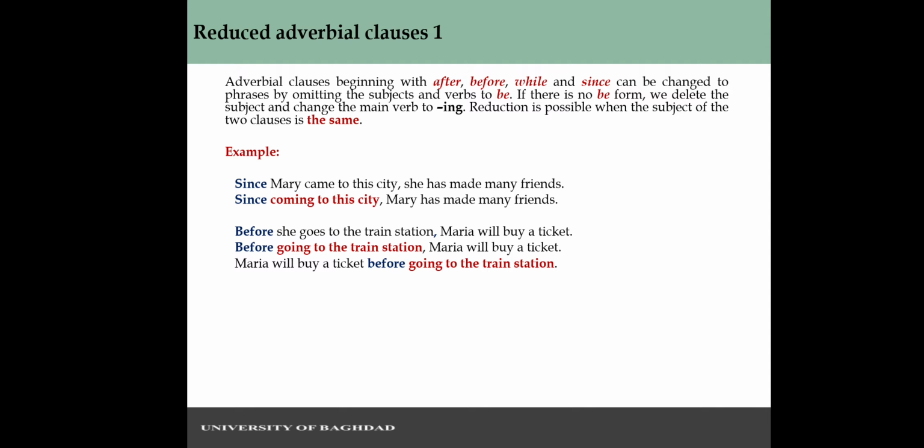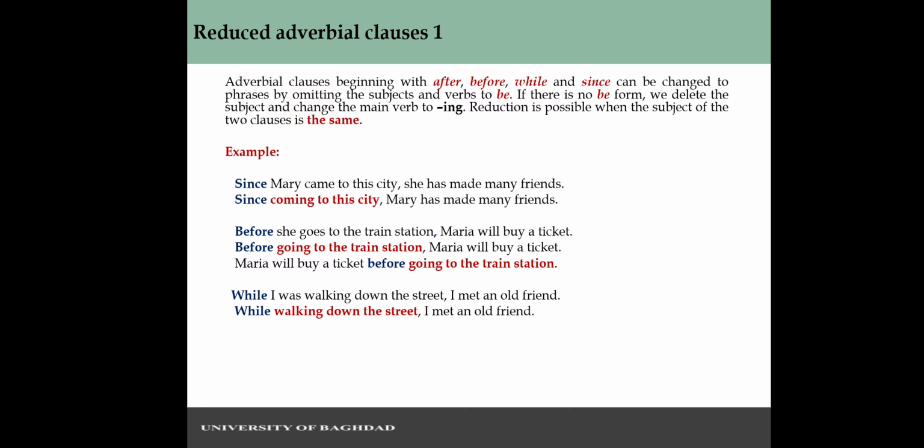Before going to the train station, we deleted the subject, and as you see in both sentences, we don't have verbs to be, but we change the main verb into the ing forms. So before going to the train station, Maria will buy a ticket. So we put the adverbials at the beginning, and then we inserted a comma.